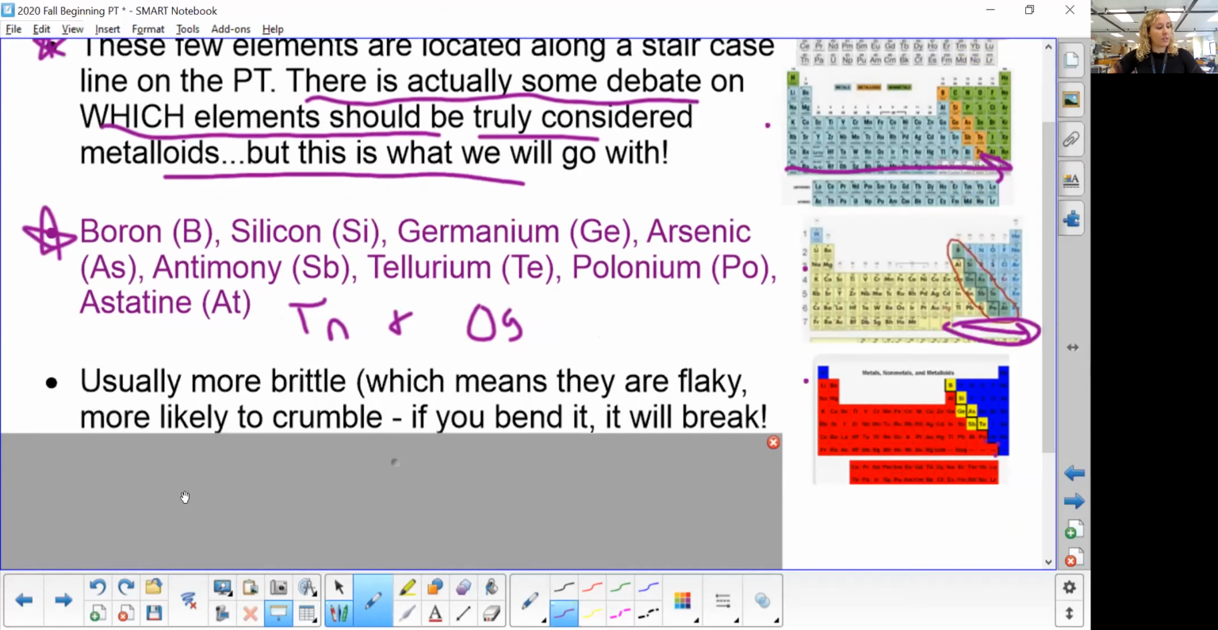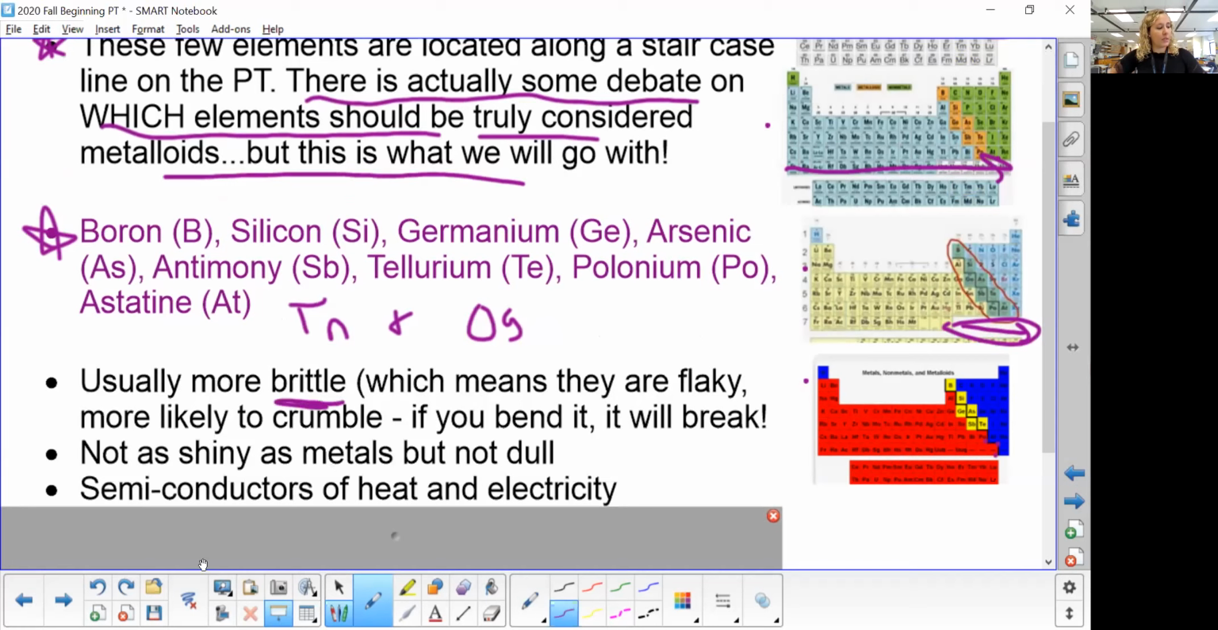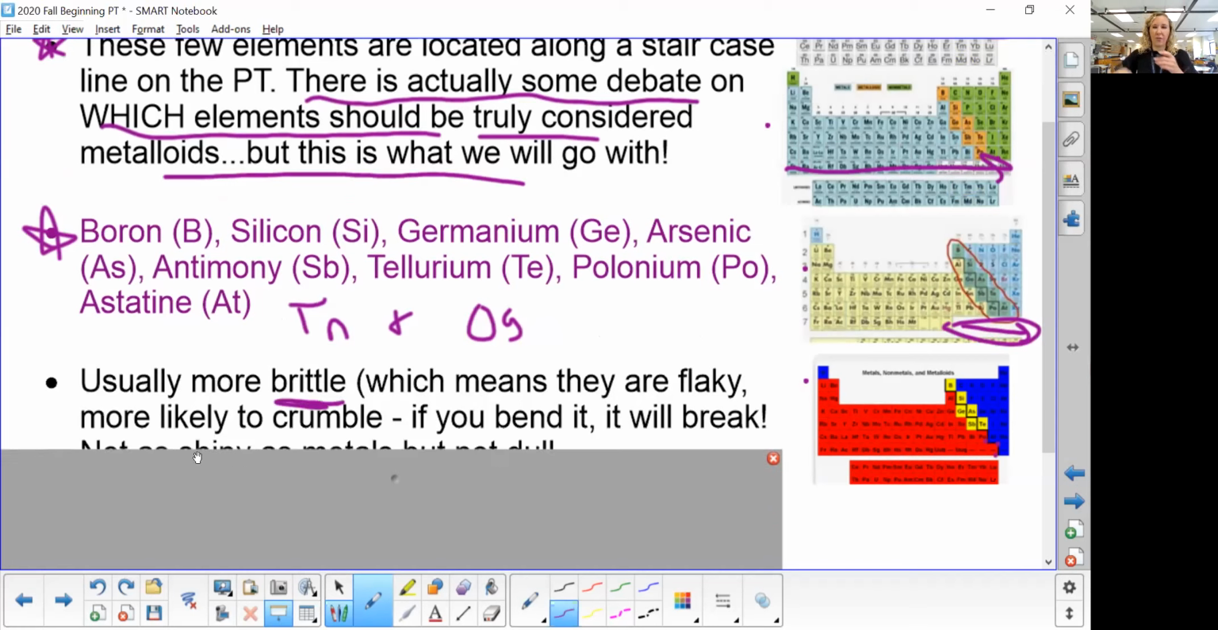So their characteristics, though, they're usually more brittle, okay? And the word brittle means that they're flaky, not like your friend is a flake and didn't show up, but that they will flake off if you try to bend it or break it. They're more likely to crumble. So a metal is stretchy and bendable and moldable like clay, you can think of. Metalloids somewhat, but they tend to be more brittle. So they will kind of flake off.